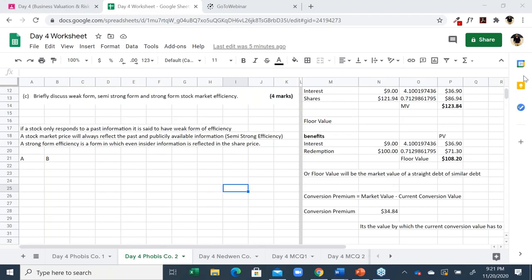So back guys, let's now start our risk management part. And we have a question straight away. Discuss differences between transaction risk, translation risk, and economic risk.